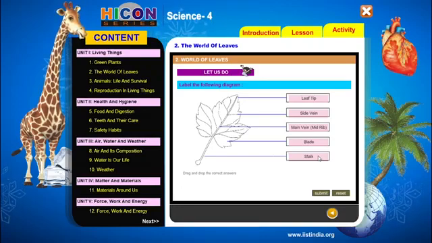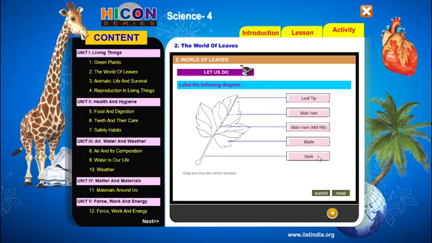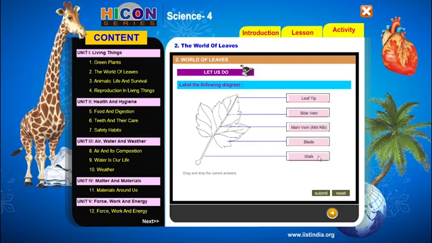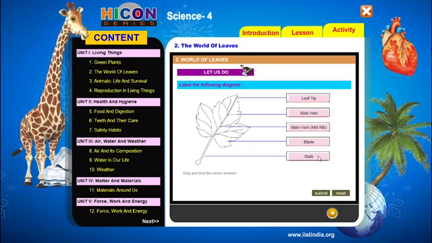So children, practice this diagram in your notebook and label these parts in your diagram. So this is the activity part in this lesson.